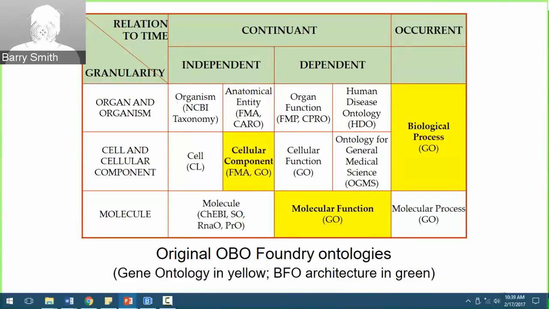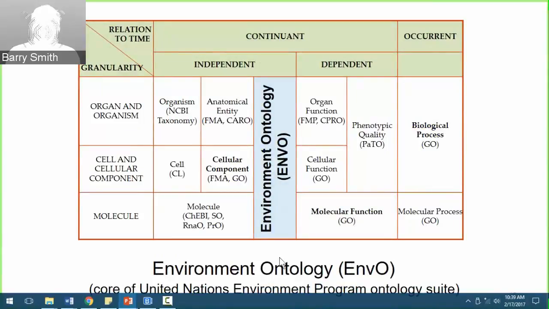The yellow ones are the gene ontology, and the architecture of BFO is what organizes this chart along the vertical axis and along the horizontal axis. Along the vertical axis, we have organization based on granularity, so very small, medium-sized, and large. Then we extended that to include environments. The environment ontology is now the core of the suite of ontologies being developed by the United Nations for Sustainable Development, which is also a set of ontologies based on BFO.